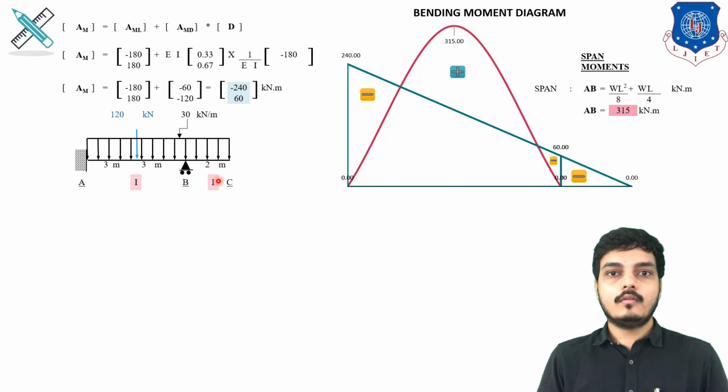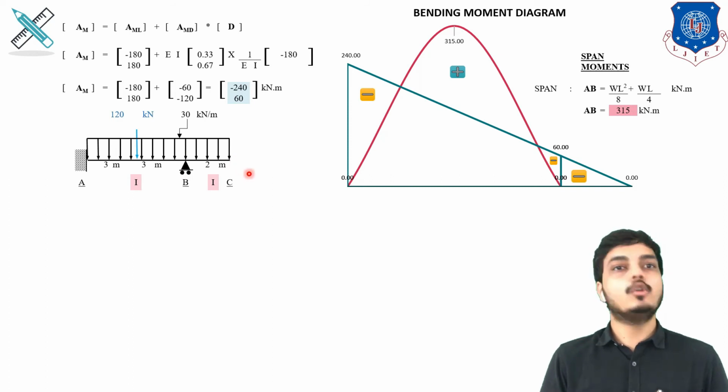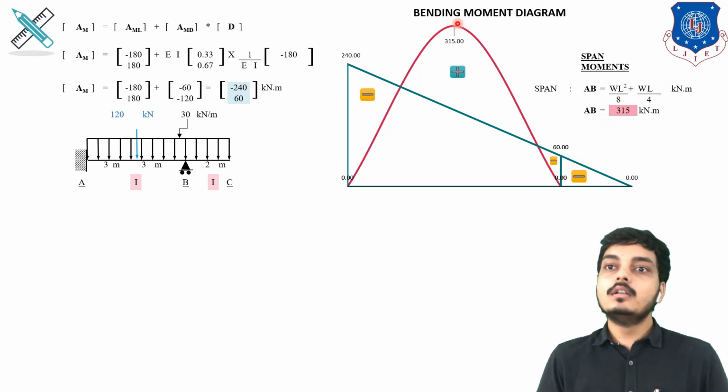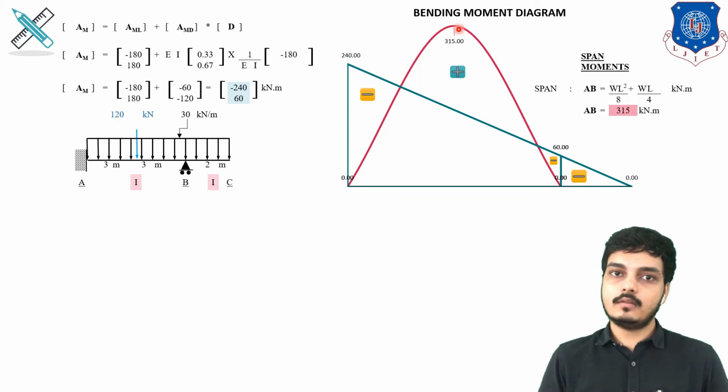Now, for the AB span, only span moment will come. For the BC span, there will be no span moment because there is no support at C, so there will be no span moment for the BC span. For the AB span, it is a combination of a point load as well as a UDL. So WL square by 8 plus WL by 4. This is due to UDL and this is due to point load. The value is 315. So here the peak value is 315.